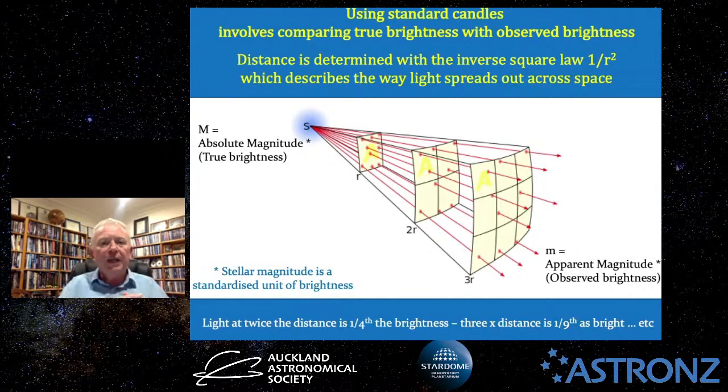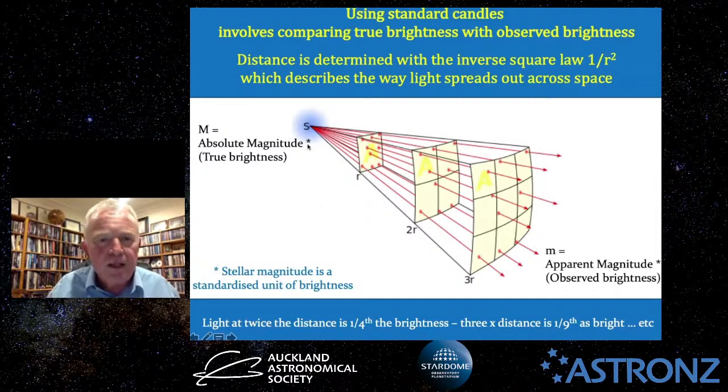Okay, so using these candles, we compare the true brightness with the observed brightness that we see, and we use what they call the inverse square law, or 1 over r squared. R refers to the distance here. You could put a d in there quite happily; they sometimes put an r.